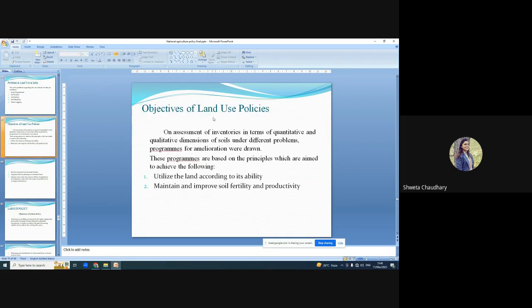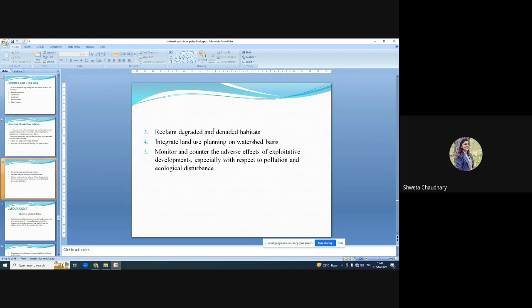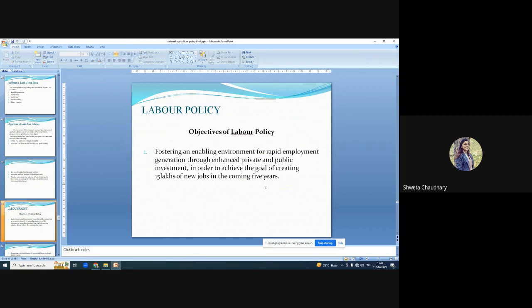So these are the basic objectives: to better utilize the land, to secure its fertility and productivity, to reclaim its degradation, to plan the use on a watershed basis, and to protect it from pollution and ecological disturbances. Then we have labor policy. So we have studied input policy, institutional support, from where they will get money for agriculture. Now the part is labor.